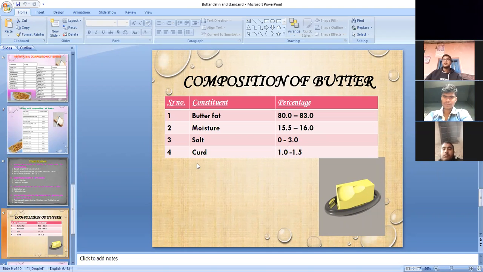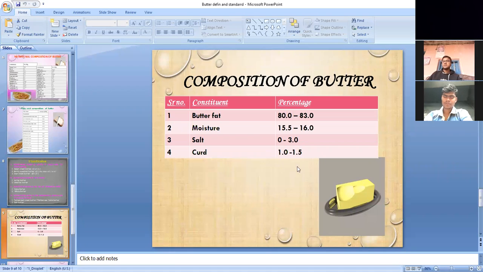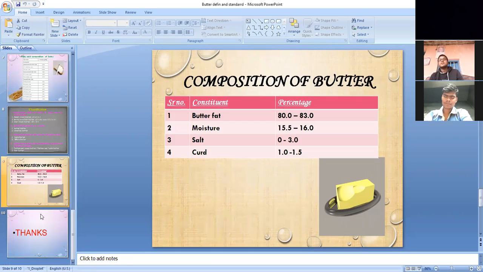And the curd content which remains present in the butter should generally be found in the range of 1 to 1.5%. So these are the major compositions which we find when we analyze the butter with different aspects. These are the composition of the butters.